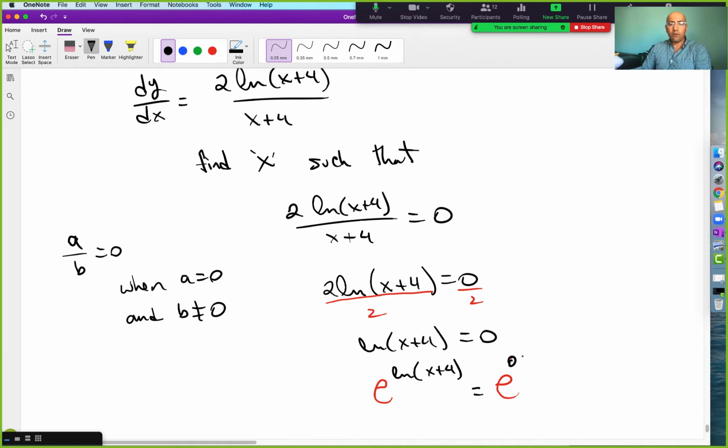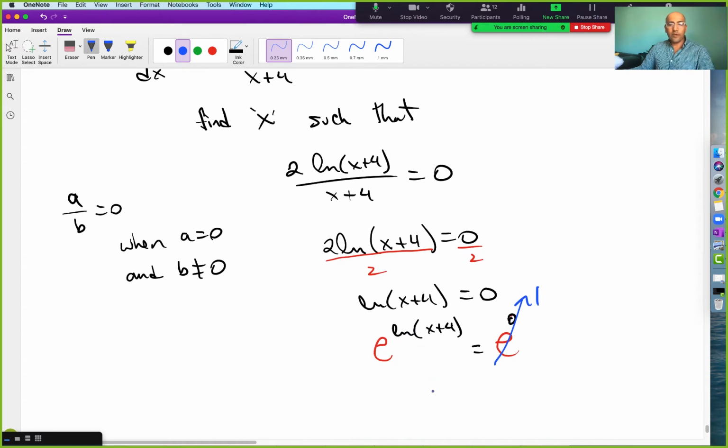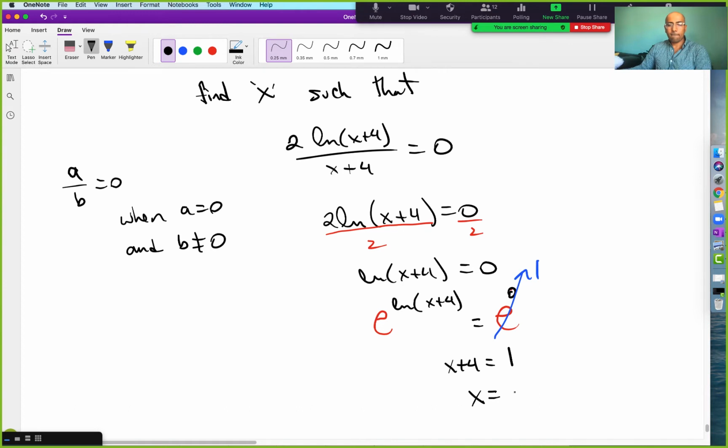Right? E to the power of 0 is just going to be equal to 1. Okay. E to the power of ln, these two undo each other. They're inverse functions. So we just end up with x plus 4 better be equal to 1. So x equals -3, which matches what we thought in our picture.